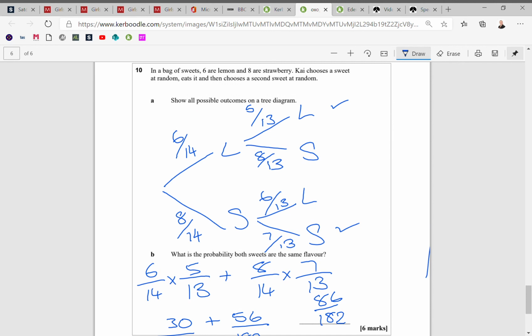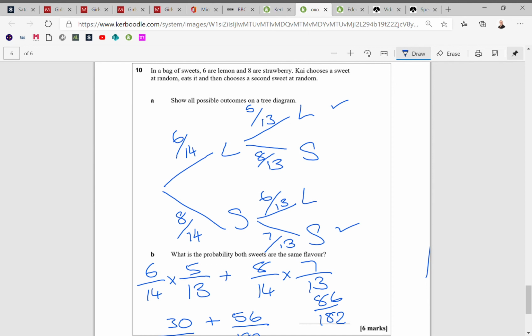So in a bag of sweets, this one's the most interesting question. 6 a lemon, 8 a strawberry. He chooses a sweet and eats it, then chooses another sweet. So first time he could choose a lemon or he could choose a strawberry. There were 6 lemon, 8 strawberry, 14 sweets in total in the bag.